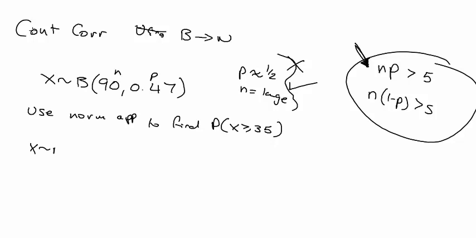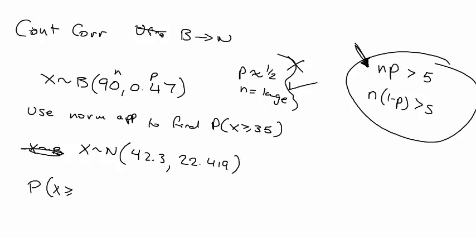So the first thing we do is understand that this can be approximated using NP, so 90 times 0.47, so 42.3, and times 0.53 as well for the variance, which is 22.4. And we're trying to find the probability of X greater than or equal to 35. So let's remember how the continuity correction works. In the binomial you've got your 34, your 35, your 36. What would have happened is we would have wanted all of this. Does that make sense? Yeah, we want the 35.